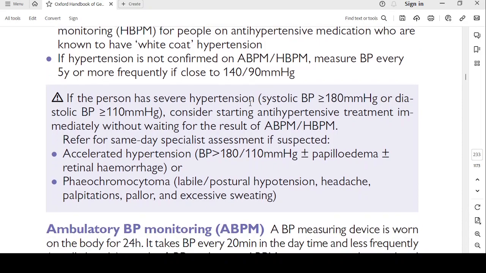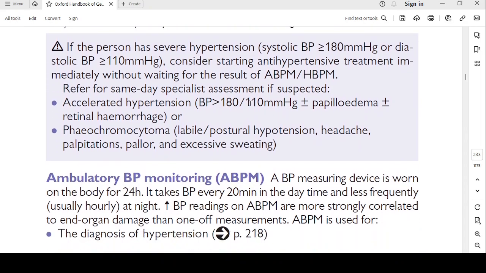If the person has severe hypertension, systolic more than 180 or diastolic more than 110, consider starting antihypertensive medicine immediately without waiting for the result of HBPM or ABPM. Refer for same day specialist assessment only if there is accelerated hypertension: BP more than 180 by 110 plus papilledema plus retinal hemorrhages. So accelerated hypertension is there.